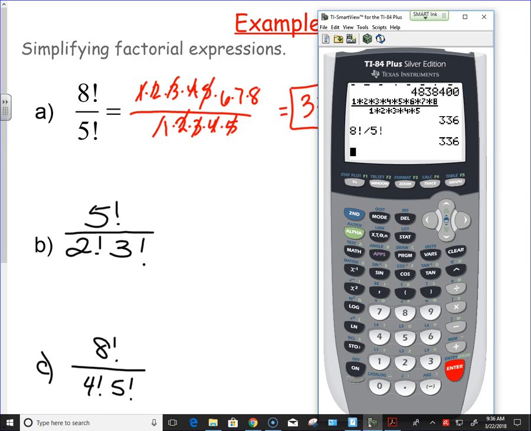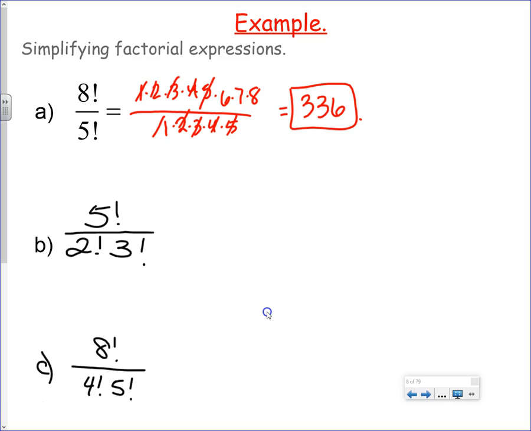However, it will be useful for non-calculated portions of tests and just in general to be able to do some of these by hand. So can you guys use what I did to simplify? And can you simplify this a little bit without having to actually do all of 5 factorial, all of 2 factorial, all of 3 factorial, divide, multiply, etc.? What can I do?